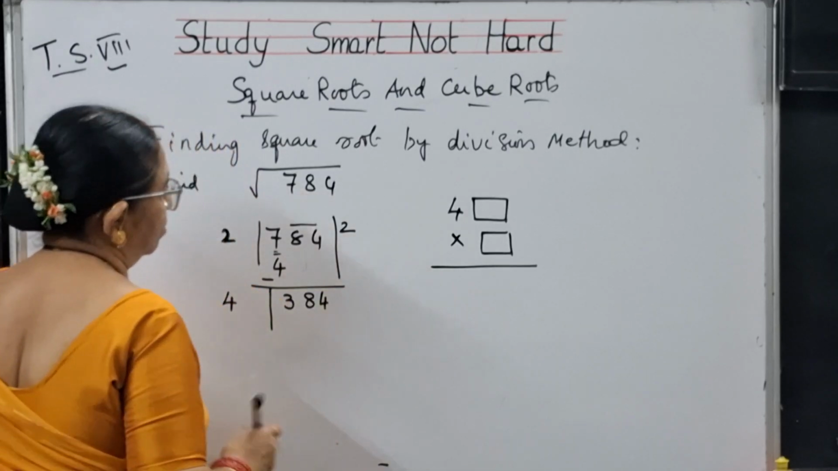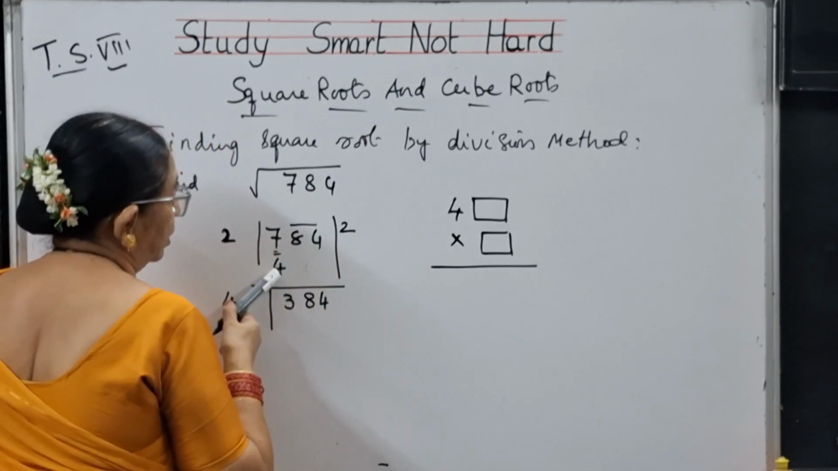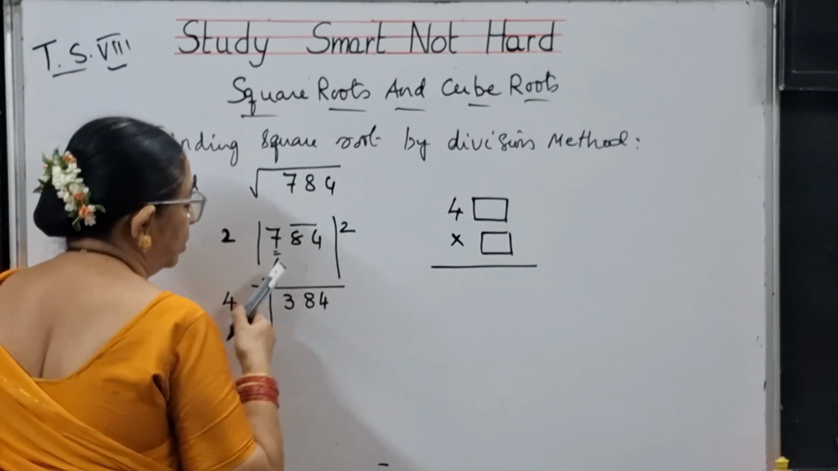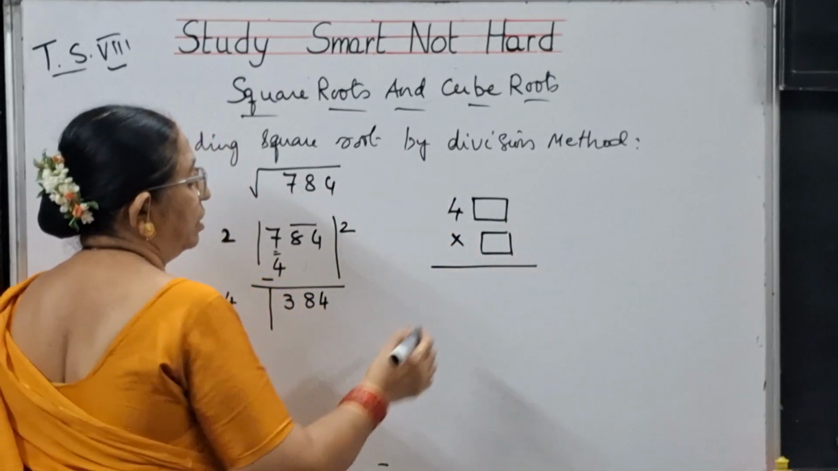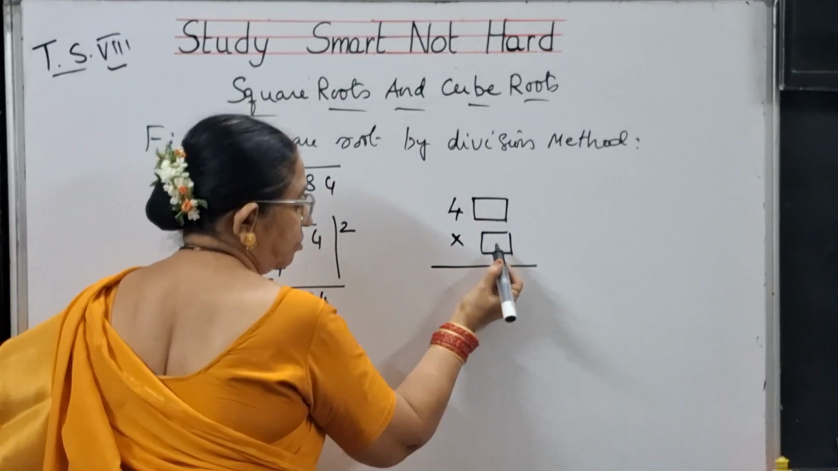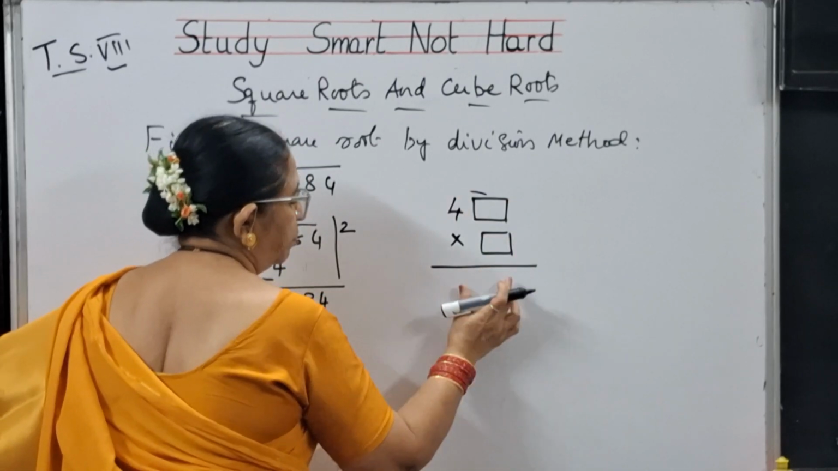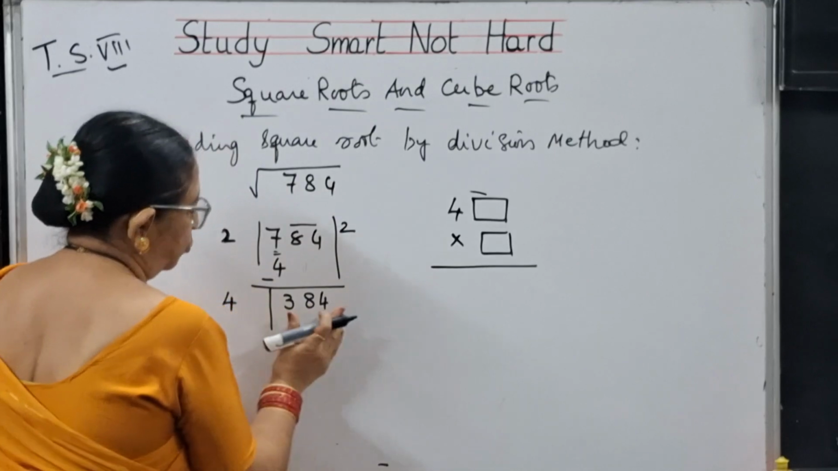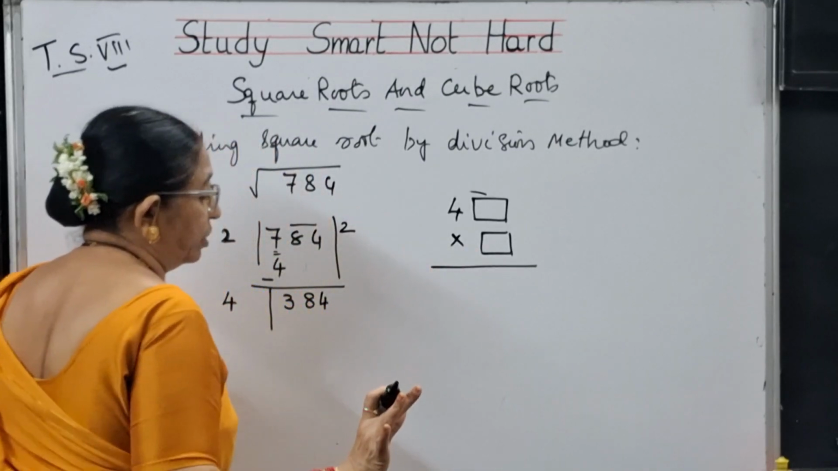Just like how we have taken 2 twos are 4, 3 threes are 9, which is more than this. So we have not taken 9, we have taken only 2. Like that, you have to search for a number here. Whatever number you are taking, the same number you have to take it here, and you multiply this. When you multiply, what is the answer that you are getting? Either this answer should be equal to this, or it should be less than this, not more than this.